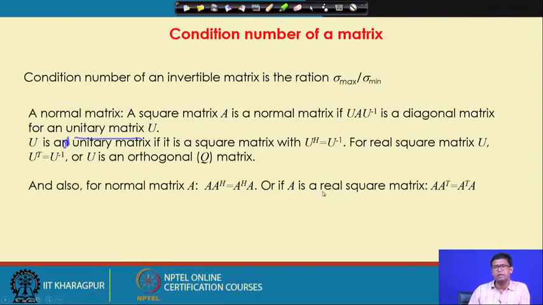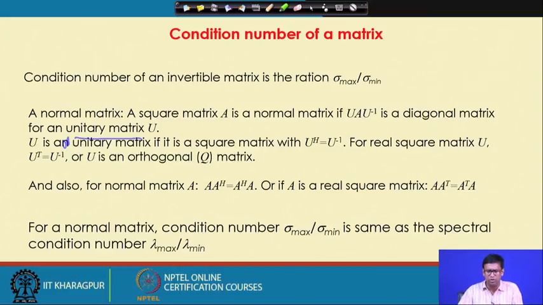If A is a normal matrix, and Q A Q transpose is a diagonal matrix, then A must be a symmetric matrix. Or if A is a normal matrix, A Hermitian A equals A A Hermitian. For a real matrix, if A transpose A equals A A transpose, then A is a normal matrix. And if it is so, then the condition number is the same as the spectral condition number, or the ratio of the maximum eigenvalue and minimum eigenvalue of A.